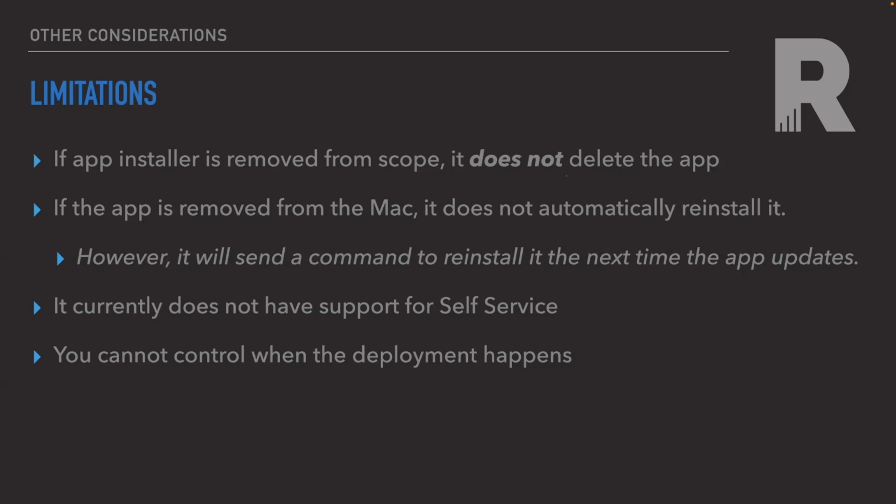Currently, there's no support for self-service, and we also can't control when the deployment happens, right? So there's no custom trigger within the application payload like there is, for example, with a policy. Because this is an MDM command, we can't use the Jamf binary to install everything.